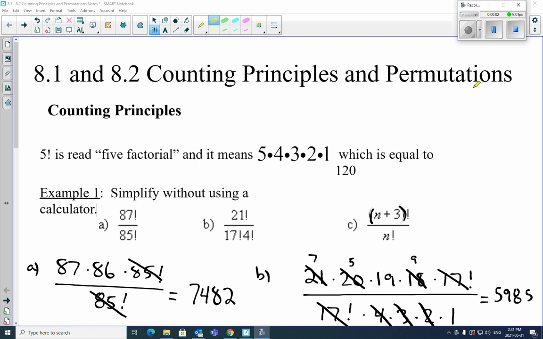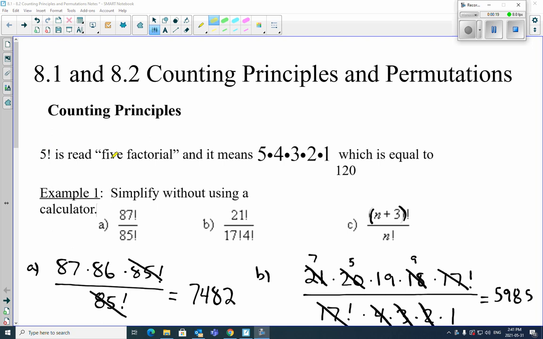Okay, so this is 8.1 and 8.2, counting principles and permutations. We're going to split the lesson into two pieces, so we'll do 8.1 as this lesson. The first thing you got to know is we are going to be using this little symbol here, this exclamation mark. It's known as factorial, so you would read this as 5 factorial.